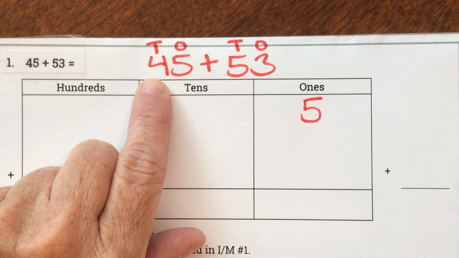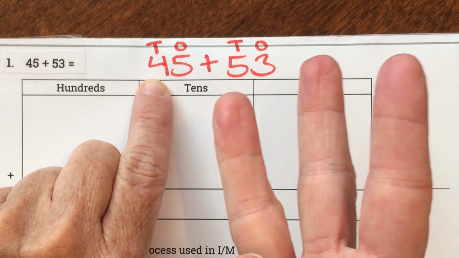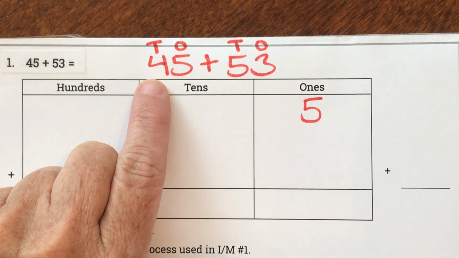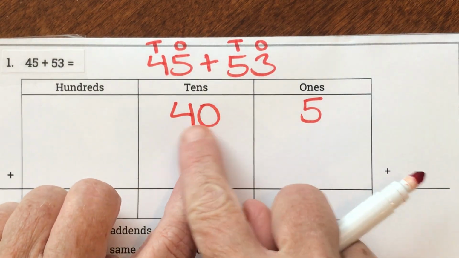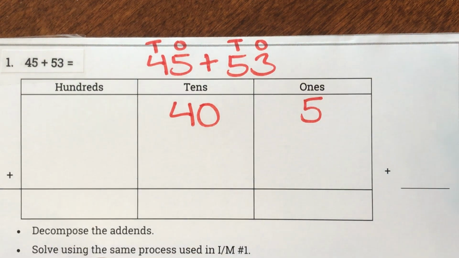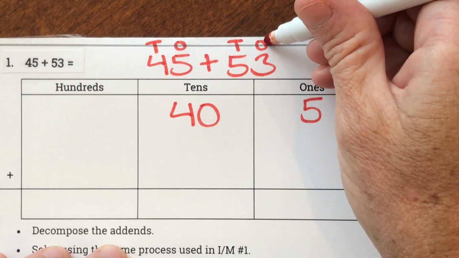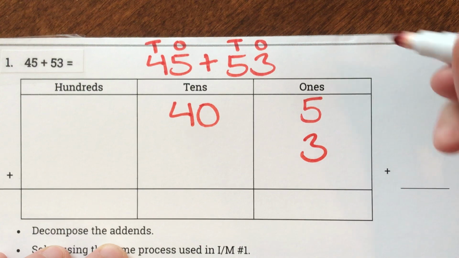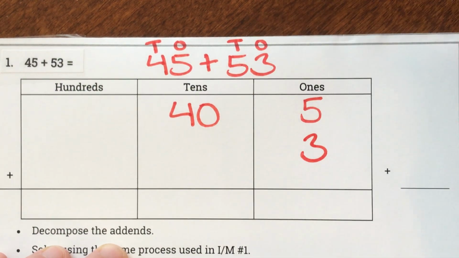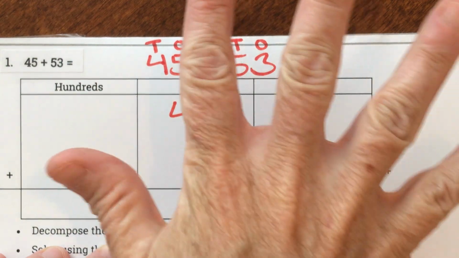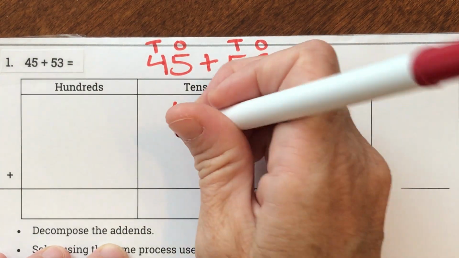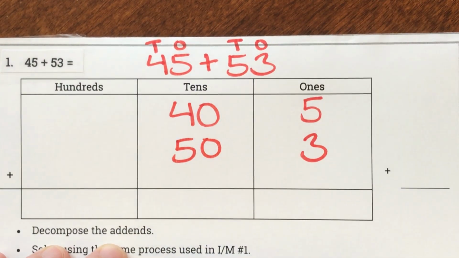4 tens is 10, 20, 30, 40. 4 tens has a value of 40. So I wrote that add-in. So let's look at my next add-in. It has 3 ones and it has 5 tens. 5 tens is 10, 20, 30, 40, 50. So I'm skip counting by tens.